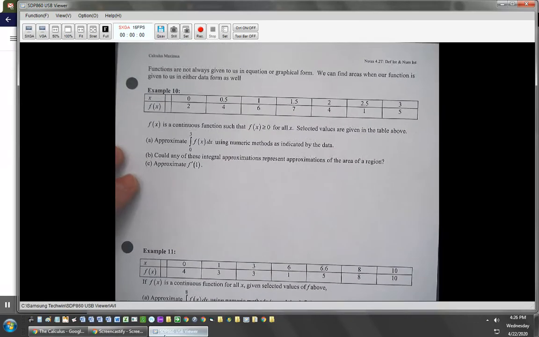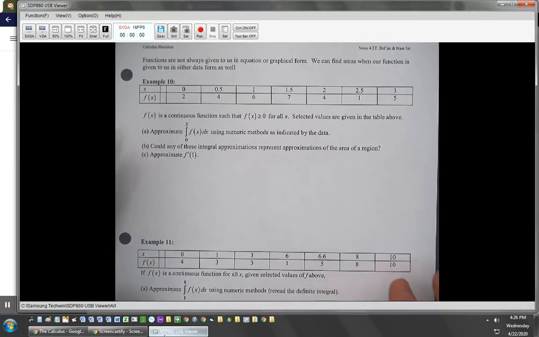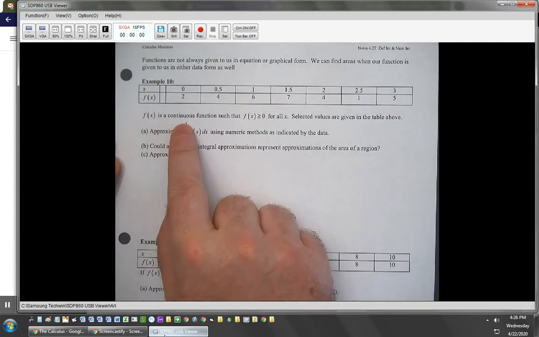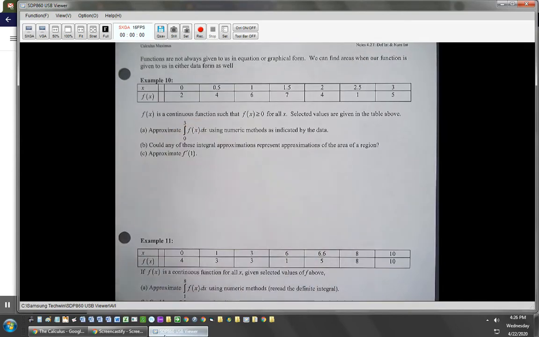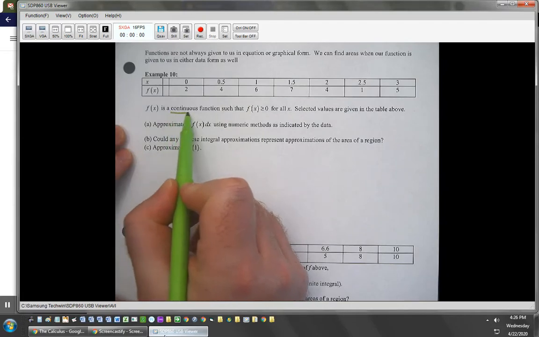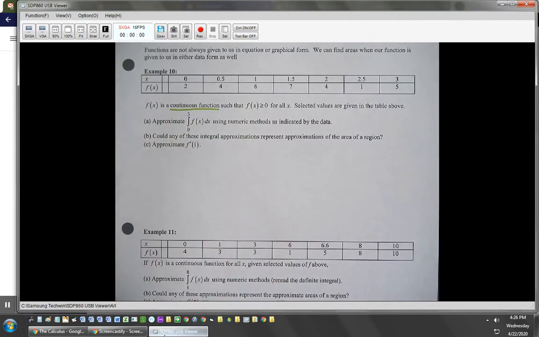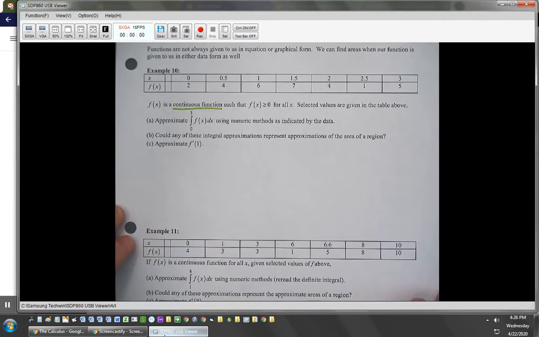Okay, so we're looking at all of our stuff isn't always given to us in graphic form. We can do this with a table as well. So we know that our function is continuous, so life is good. If our function is continuous, what does that mean? Yes, that means it is integrable. You can integrate it.